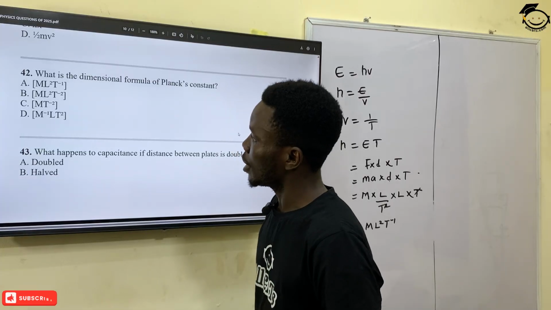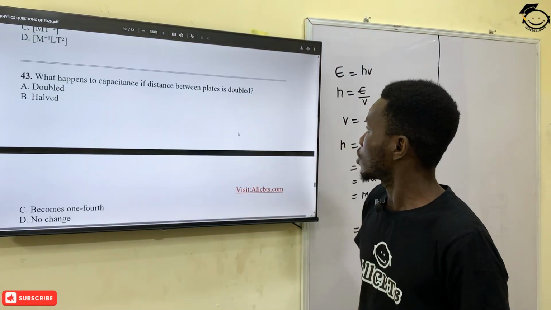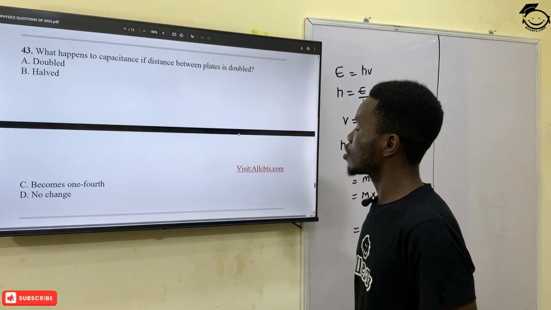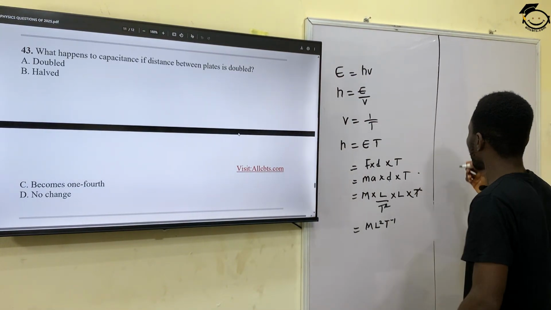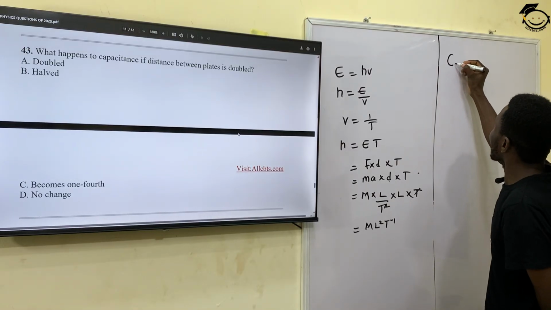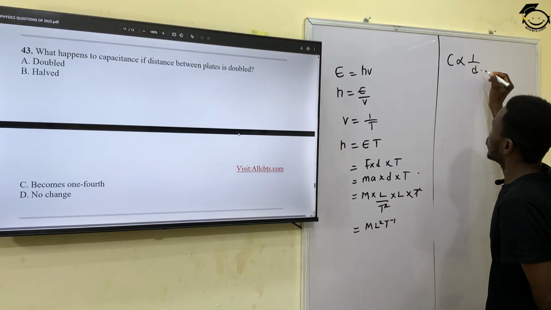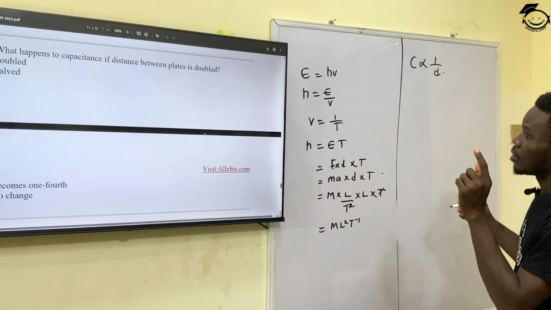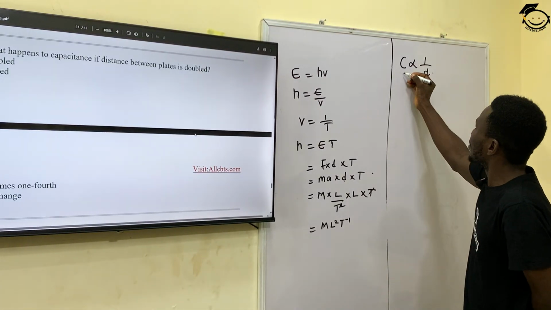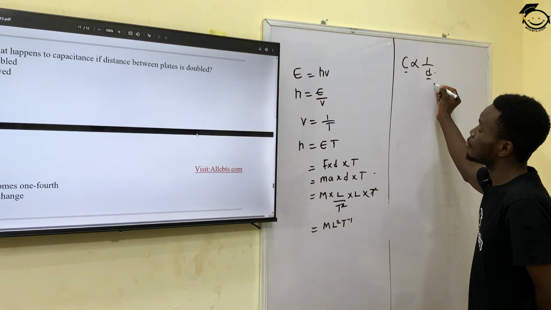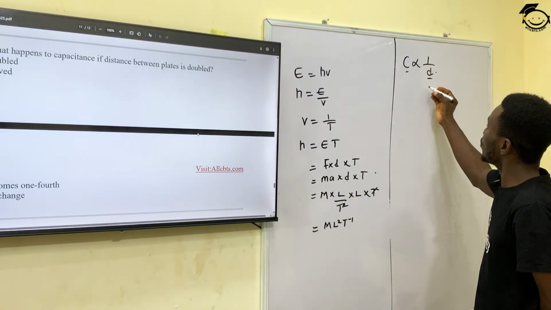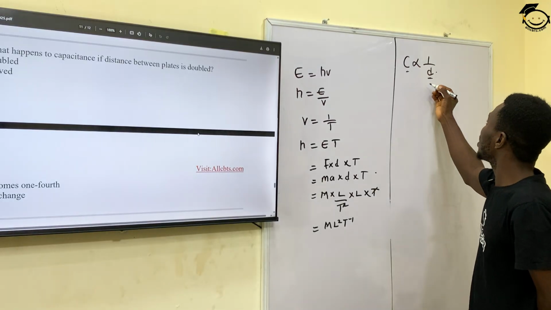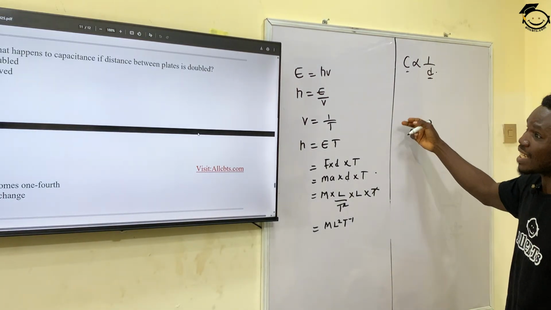That is option A. So that is also question number 43, which says, what happens to capacitance if distance between plates is doubled? Please note that the capacitance is inversely proportional to the distance between plates, which means that if the capacitance is increasing, it means that the distance between the plate is what? Reducing. So according to this question, if the distance between the plate is doubled, the capacitance will be halved.